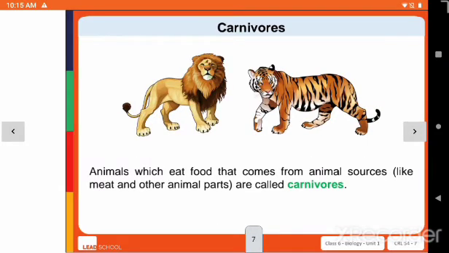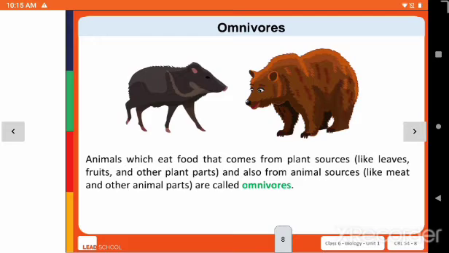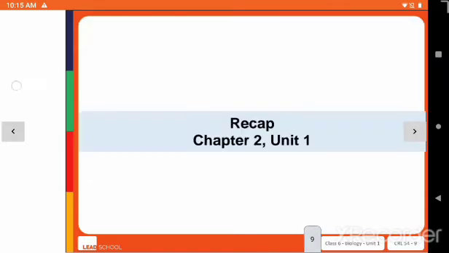Carnivores, animals which eat food that come from animal sources are called carnivores. Next, omnivores, animals which eat food that come from plant sources and also from animal sources are called omnivores.